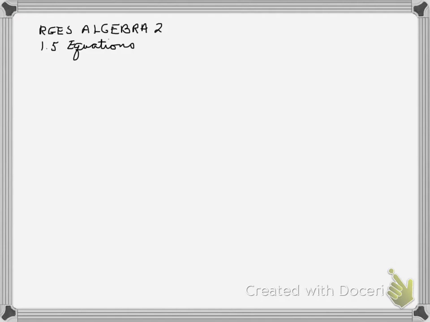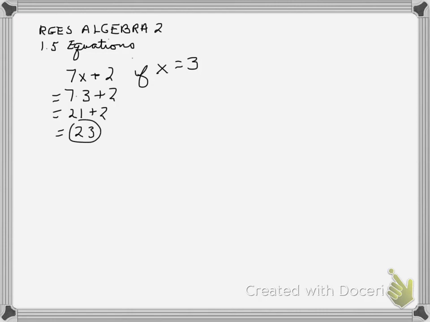Now, we've already discussed the idea if we had 7x plus 2, and I want you to evaluate that, or assign a value to that expression, if x equals 3. What do I do there? Every time I see the x, I have to substitute a 3, obeying order of operations. I get 21 plus 2, or 23. That is called evaluating an expression.